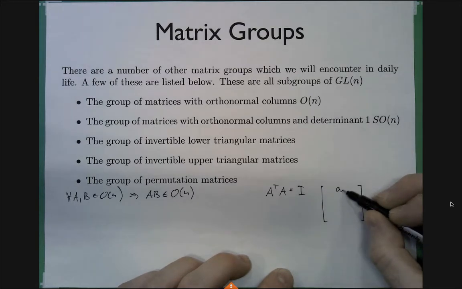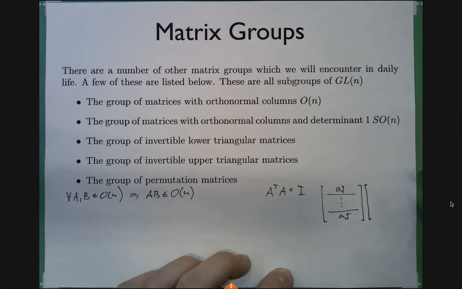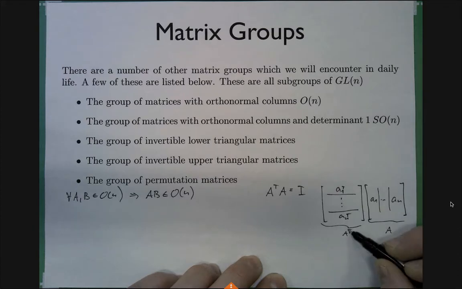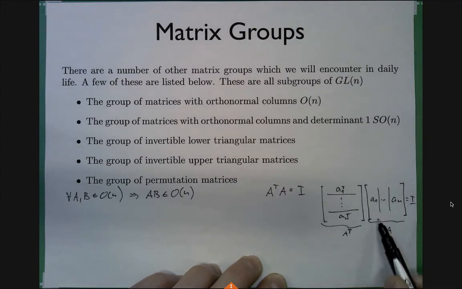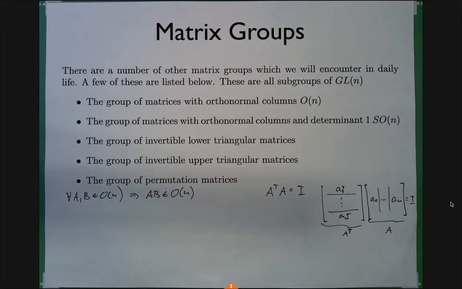So in the transpose they will be rows, right? So those, A1 up to AN, are columns of my original matrix. And if I do A transpose A and I require this to be identity, then this is basically saying that the columns of A are orthonormal. Everybody sees that?